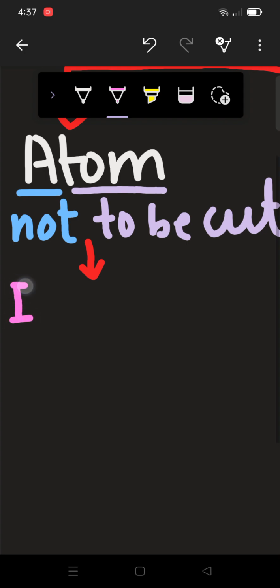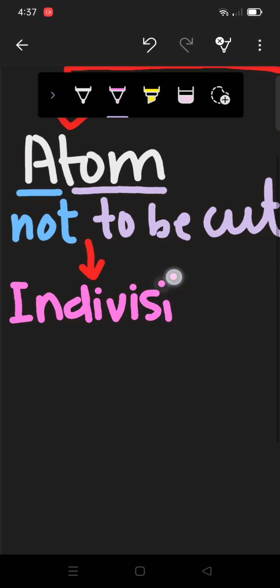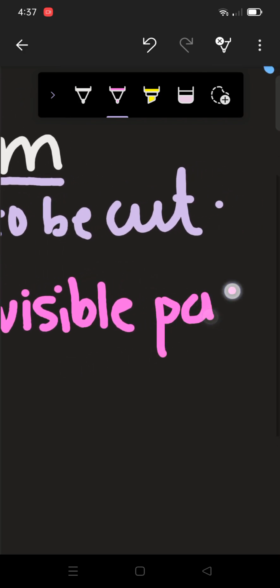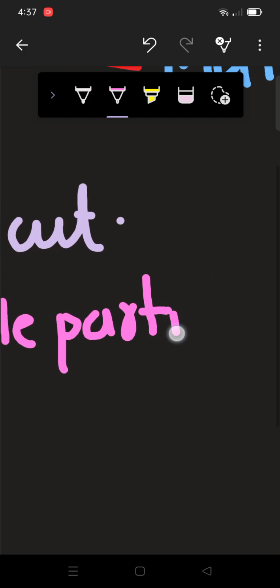Atom generally means not to be cut, which means it cannot be cut further, which means it is an indivisible particle. It's an indivisible particle.